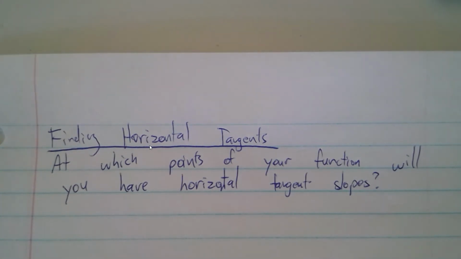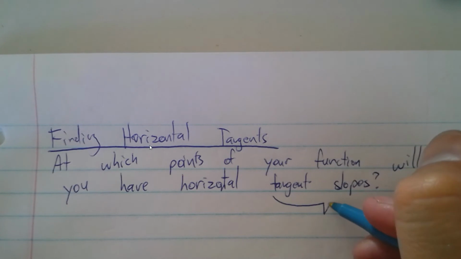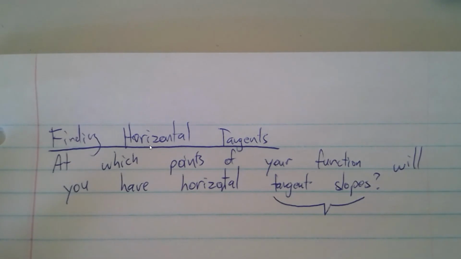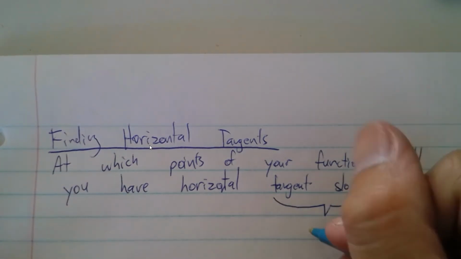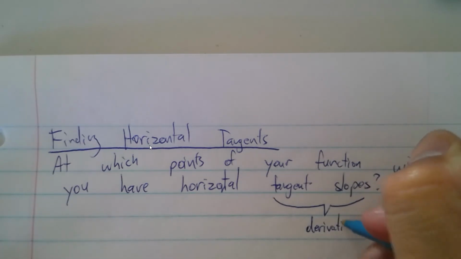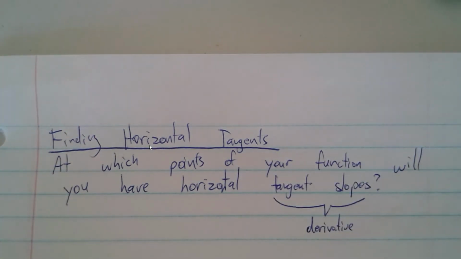At which points of your function, that is your equation that you're graphing, will you have a horizontal tangent slope? First off, another way of saying tangent slope is what you've been doing this whole time: derivative. Derivative means you take the slope at one point. Tangent means you take it at one point. Secant means you take the slope at 2 points. But the whole crux and the whole beauty of calculus is learning how to do it with one singular point. The tangent, not the secant. That's another way of saying derivative.